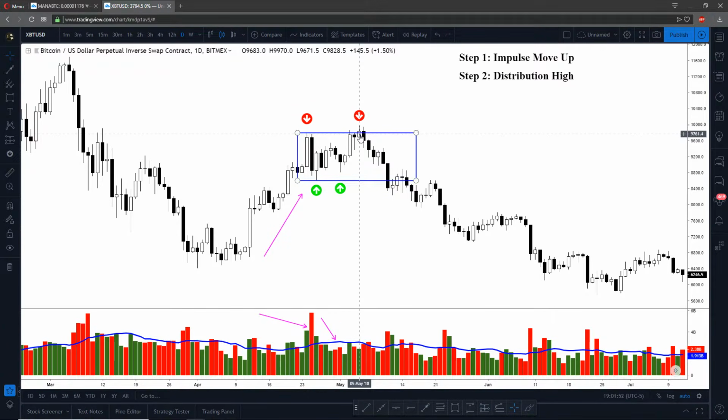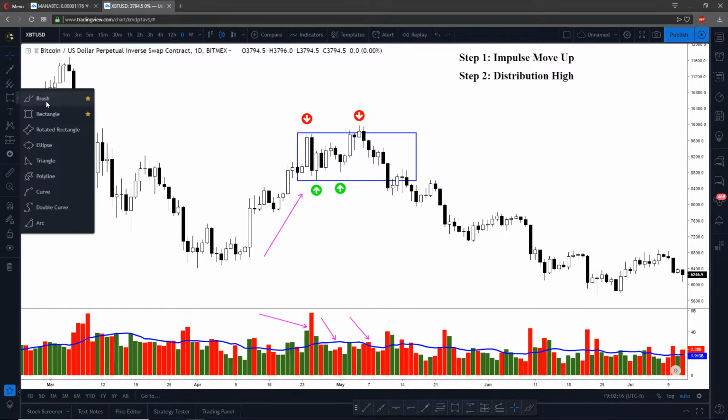So here we have the test of the distribution high. It wicks above it a little bit. It gets above it by about 2%, but then it fails. Look at the volume to confirm. You have a slight increase in volume above relative on that double top. This gives you your sell signal.